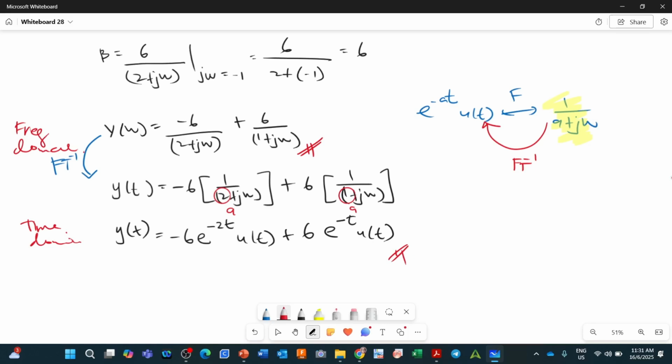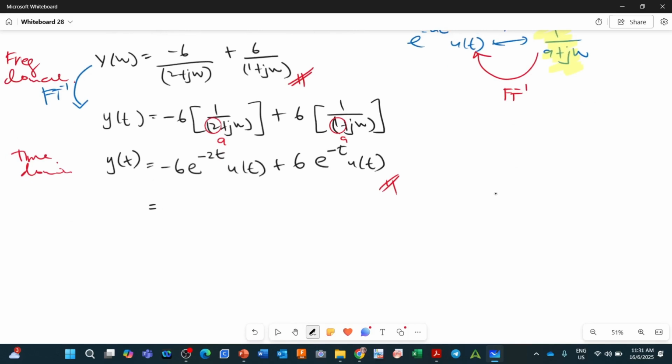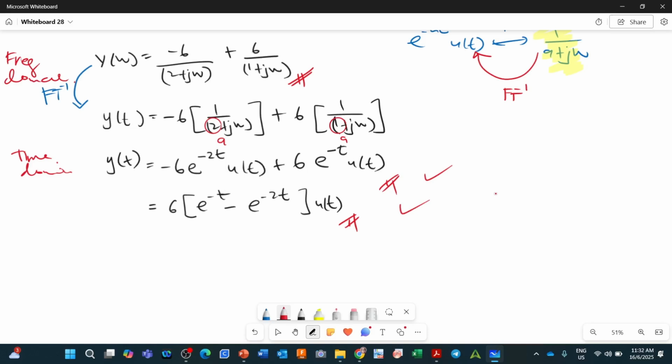Oh, okay. Yes, can. You want to make it in terms of factorization. So you can rewrite the equation as 6 times e to the minus t minus e to the minus 2t, u(t). Also can. Both get marks. Same marks. Okay? Any more questions?